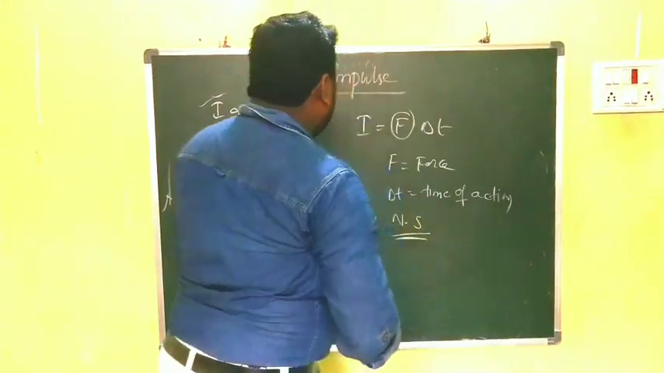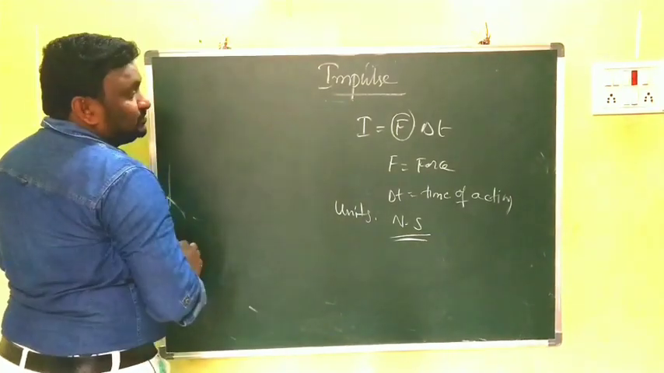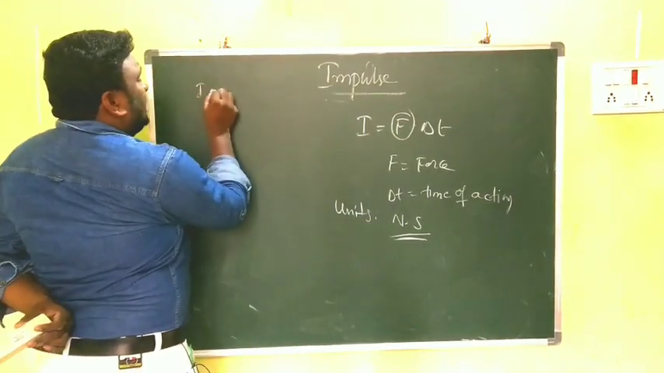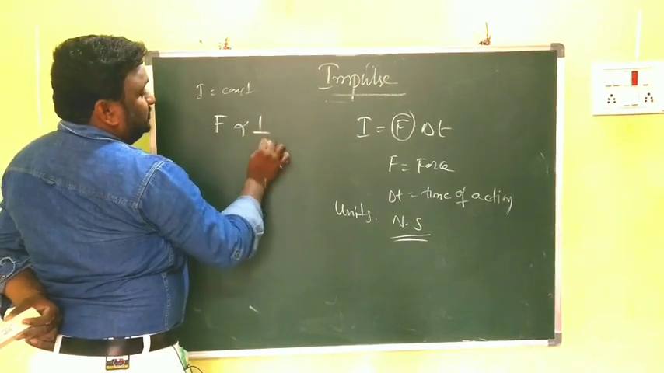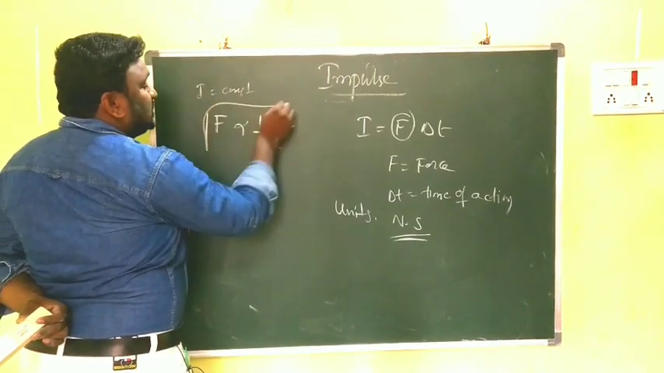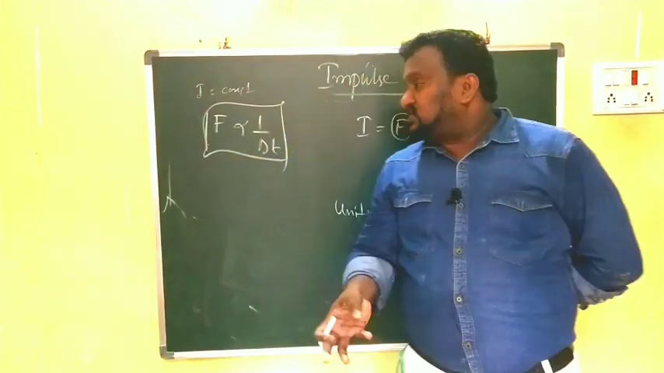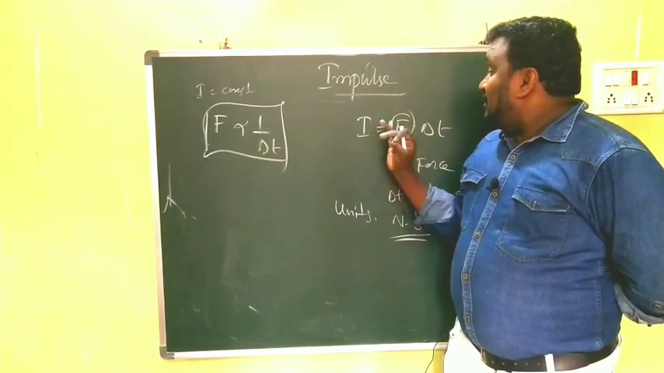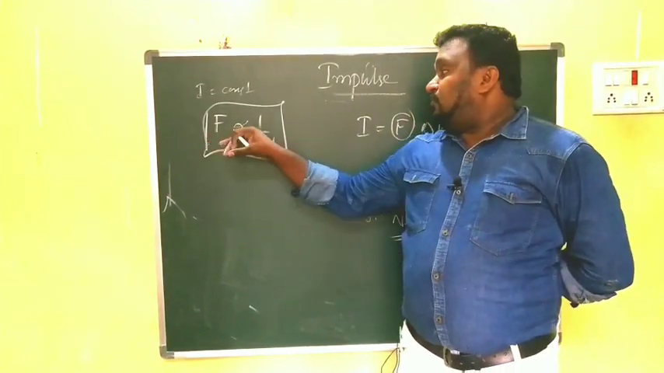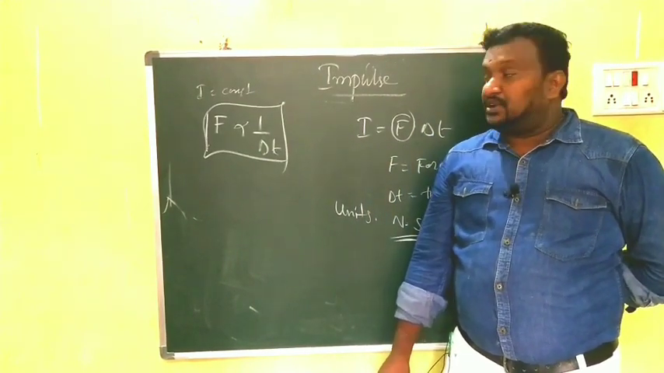Now here I am taking I as constant. When I is constant, what to write? F is proportional to 1 by delta t. When force is constant, we write I is proportional to delta t. When I is constant, F is proportional to 1 by delta t. Clear, children?